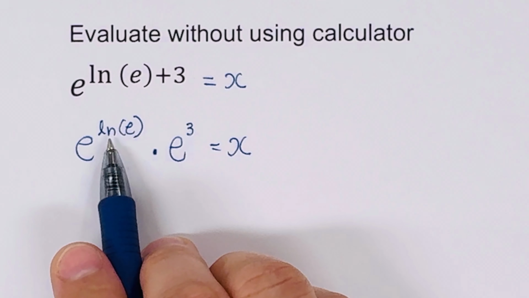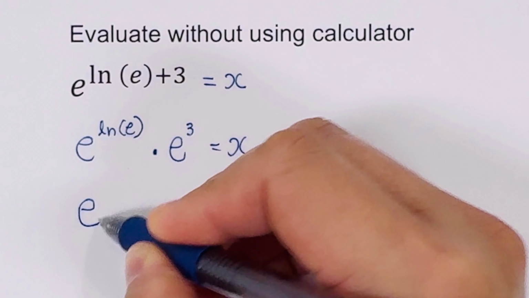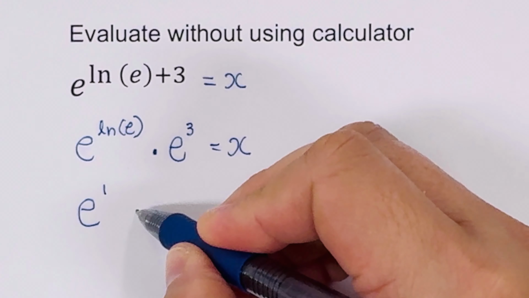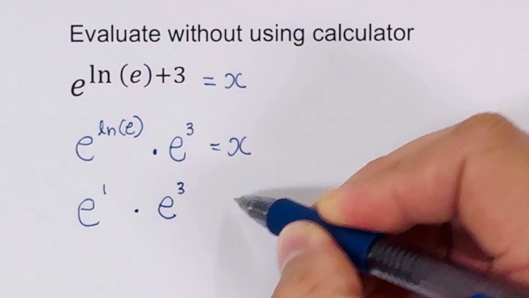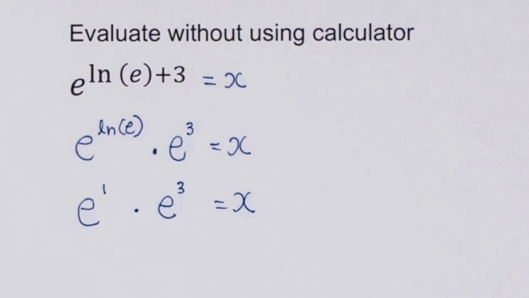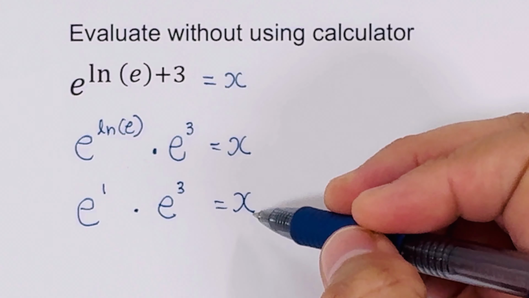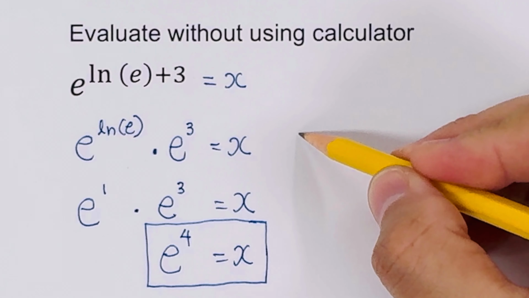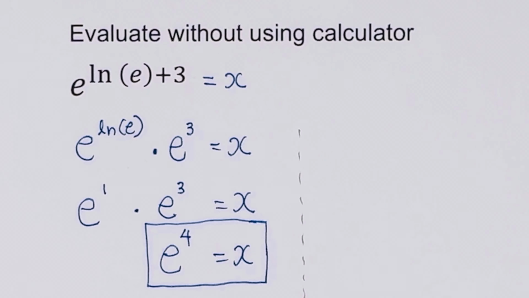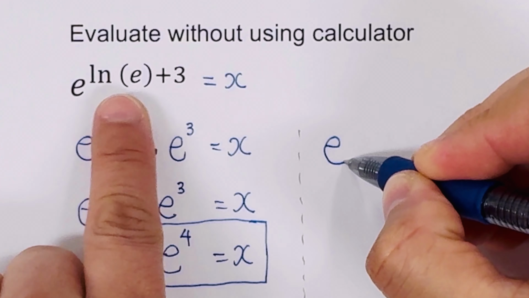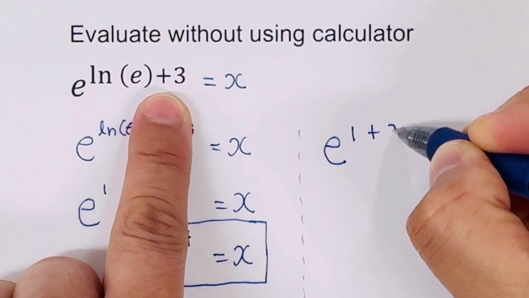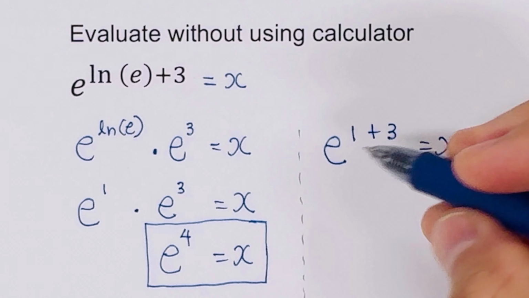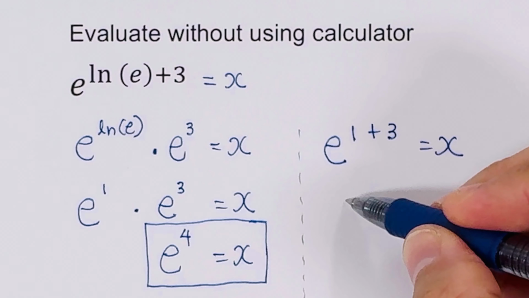Now we remember that ln e is equal to 1. So we go ahead and say e raised to the power 1 times e raised to the power 3 is equal to x. Since both bases are the same, we can add their exponents. So the x here would be e raised to the power 4. An alternate way to show the work for this is using the property that ln e is equal to 1. So that would be e raised to the power ln e is 1, and then we have a plus 3 is equal to x. So the answer is still the same, e raised to the power 4.